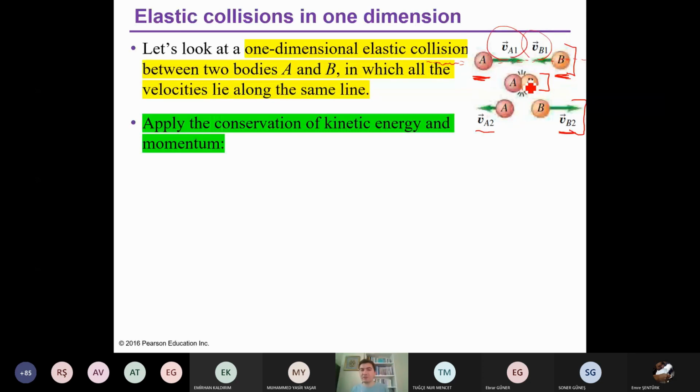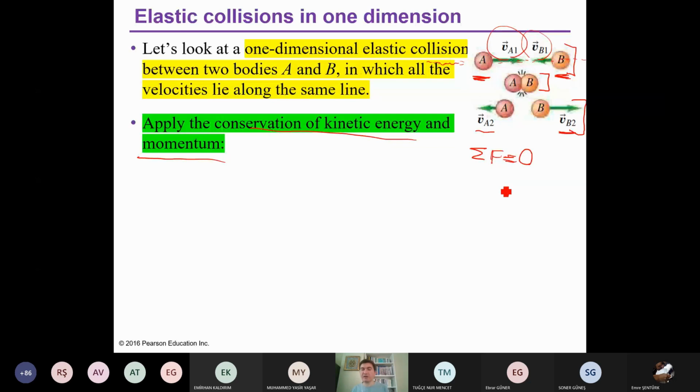How can we apply conservation of momentum? If the net force acting on the system is zero, then momentum is conserved. Momentum does not change because the net force is given by dp over dt. If the momentum is constant, if it does not change with time, then the derivative is zero. Then it means that the net force acting on the system is zero.